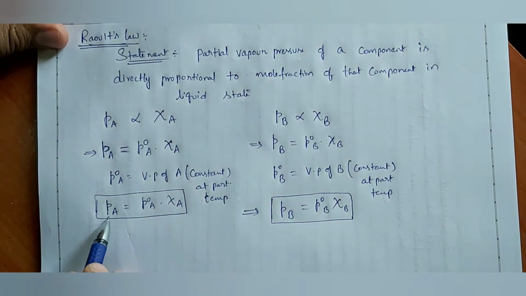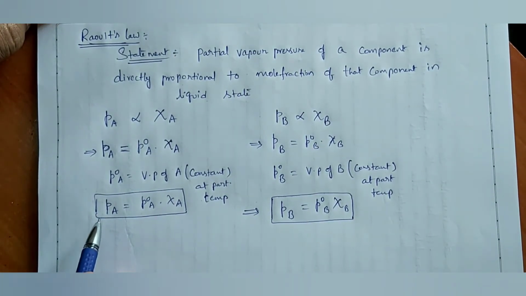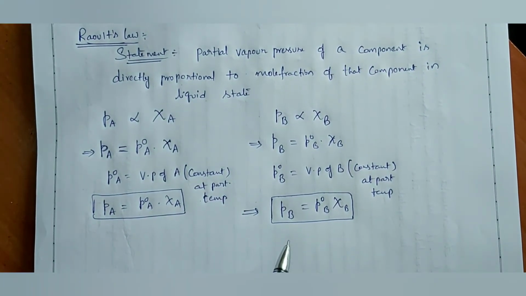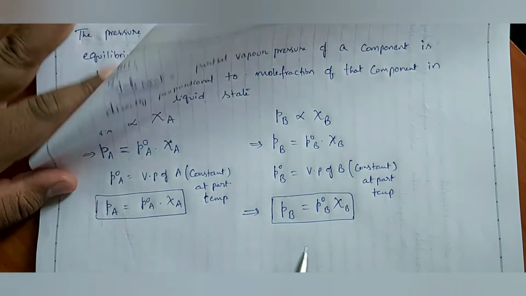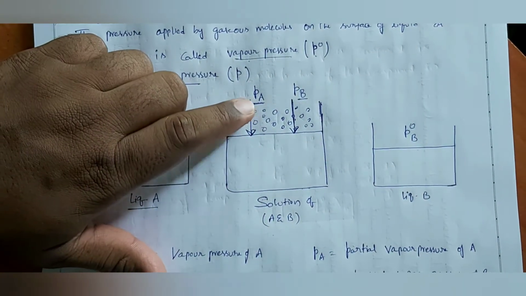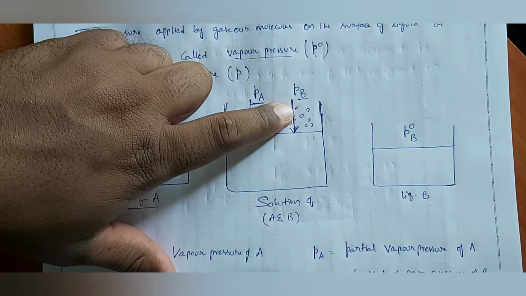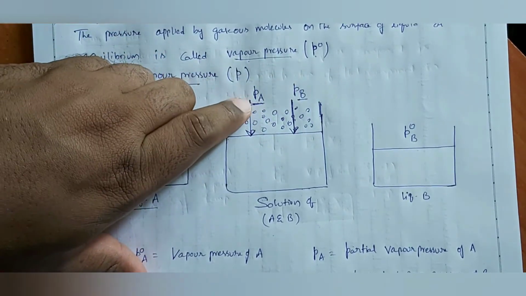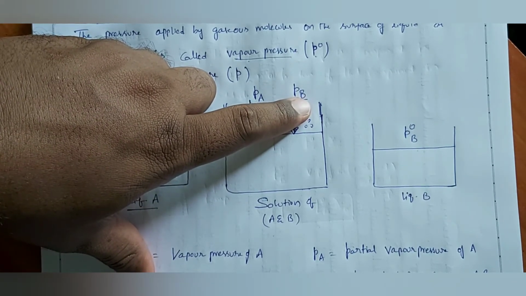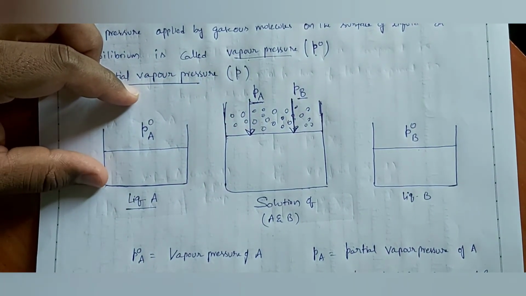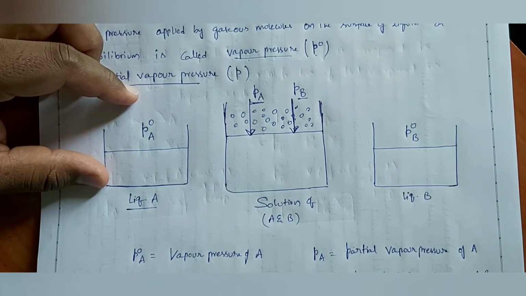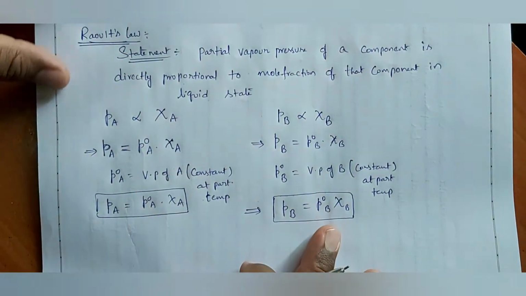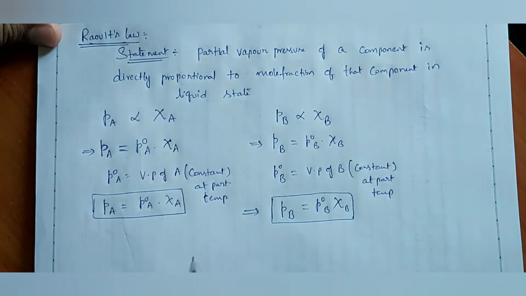What is meant by Pa? Partial vapor pressure of A. What is meant by Pb? Partial vapor pressure of B. Means see here, Pa and Pb. Then what is the total pressure? Total pressure is equal to partial vapor pressure of A plus partial vapor pressure of B. That is called Raoult's law. Actually, the main statement is this one.